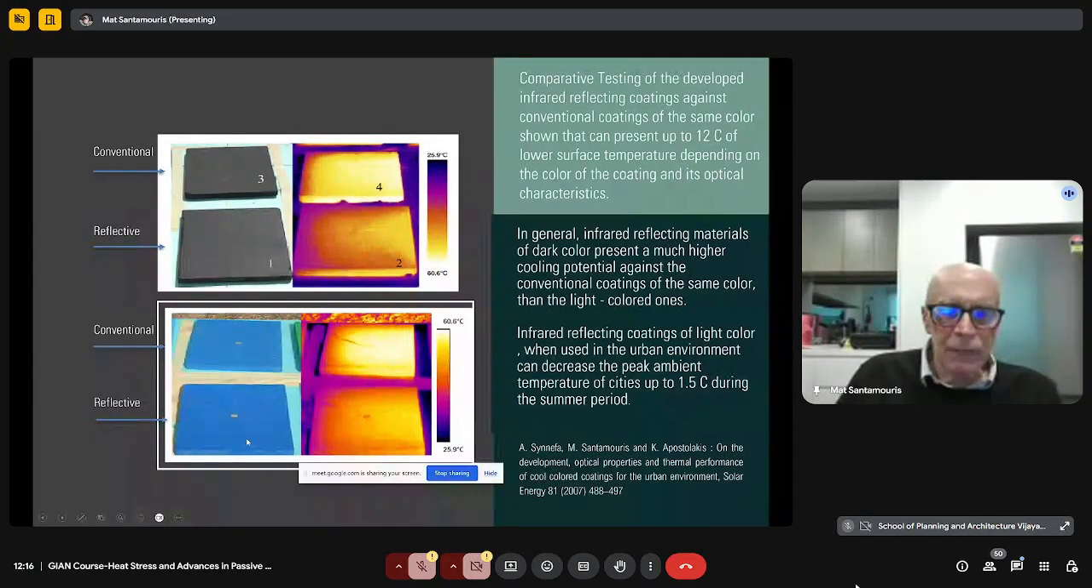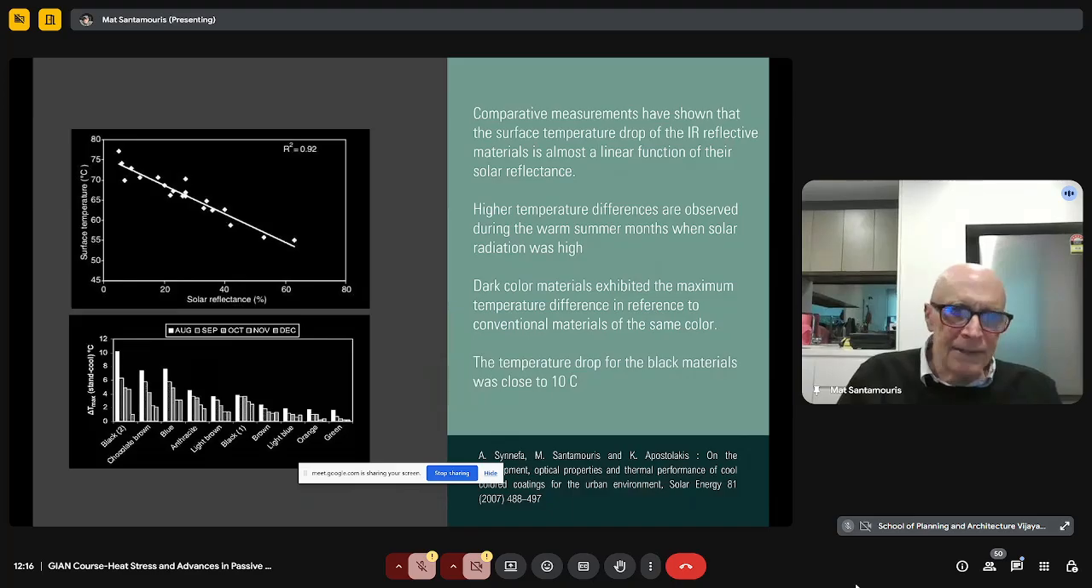And also watch and compare the surface temperature of a reflective against a conventional blue tile. You see that the difference in surface temperature is about 15 degrees. So how is this achieved? By using infrared-reflective pigments in the mass of the materials. And in this case, we have a tremendous temperature difference. For example, for materials of low solar reflectance, like black, we may achieve to decrease the surface temperature by up to 10 degrees.